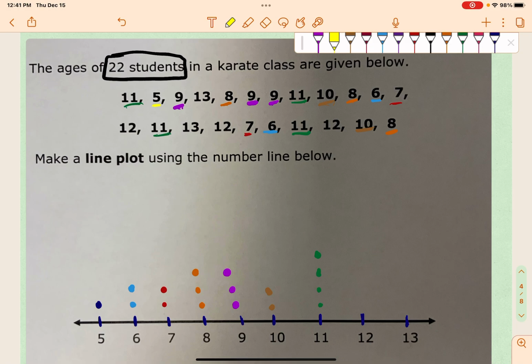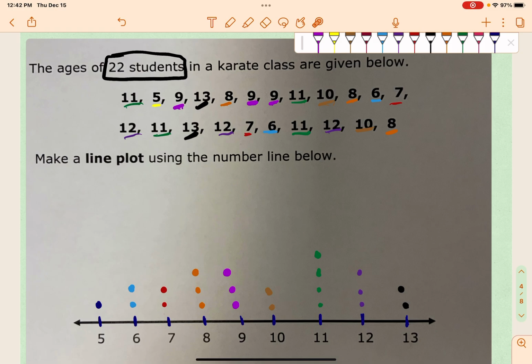Okay, we did 11, so now let's go to 12. 1, 2, 3 12s. And then 13's the last one, and there are only two 13s. Now, if I've done this right, I know when I'm done I should have 22. So 1, 2, 3, 4, 5, 6, 7, 8, 9, 10, 11, 12, 13, 14, 15, 16, 17, 18, 19, 20, 21, 22. So I got them all.